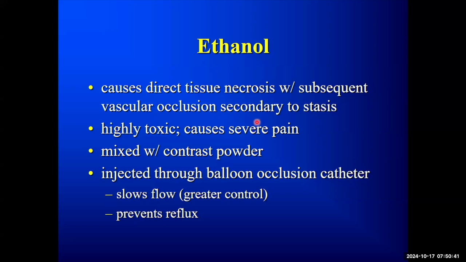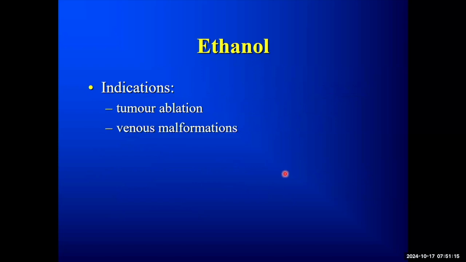If you want to see it by adding iodinated contrast to it, you're going to dilute it and not get the same effect. So you could mix it with contrast powder. For chemoembolization, it's mixed with lipiodol, and that allows you to see it. Depending on what you're aiming to occlude, say, for example, you want to occlude a kidney for hypertension or occlude the vessel going to a renal cell carcinoma, we often would use a balloon occlusion catheter to prevent alcohol reflux into a different vessel over time. Indications are typically tumor ablation and vascular malformations.